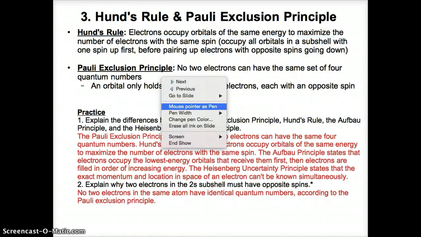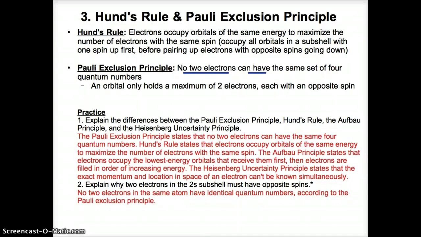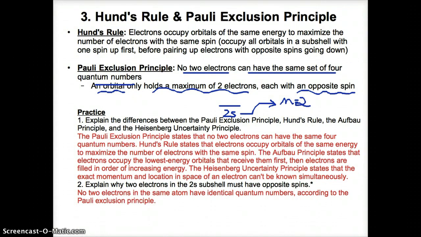Next up, we have the Pauli exclusion principle, which states that no 2 electrons can have the same set of 4 quantum numbers. So the idea here is an orbital only holds a maximum of 2 electrons, each with an opposite spin. The reason this is important is, let's take the example of 2s, the only orbital in the 2s subshell, which we can also call the 2s orbital. Let's say we have 2 electrons both in the only 2s orbital. In that case, they would both be in the 2nd electron shell, since n equals 2 in the front.